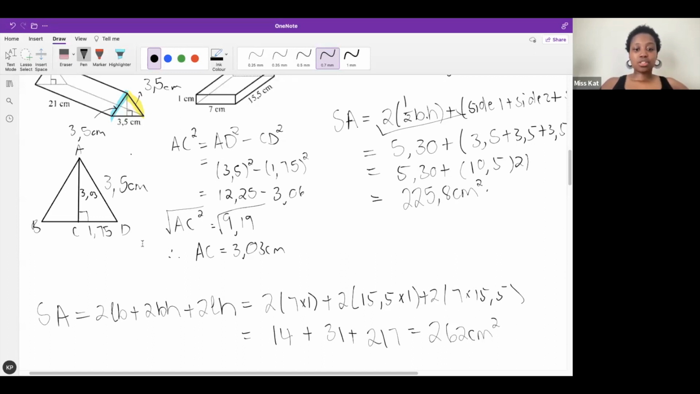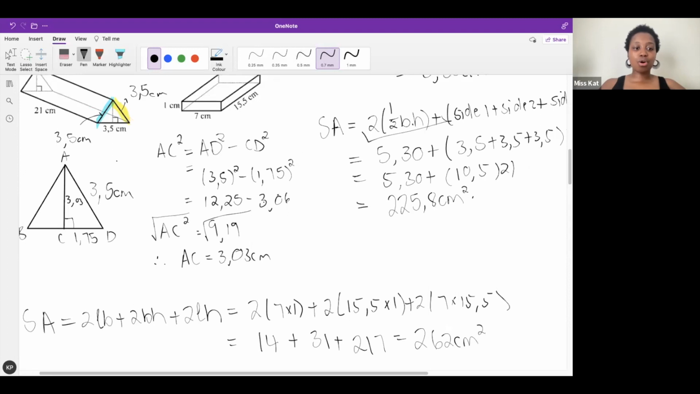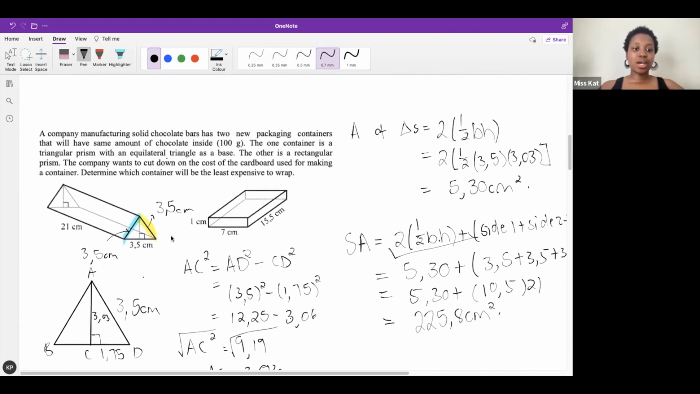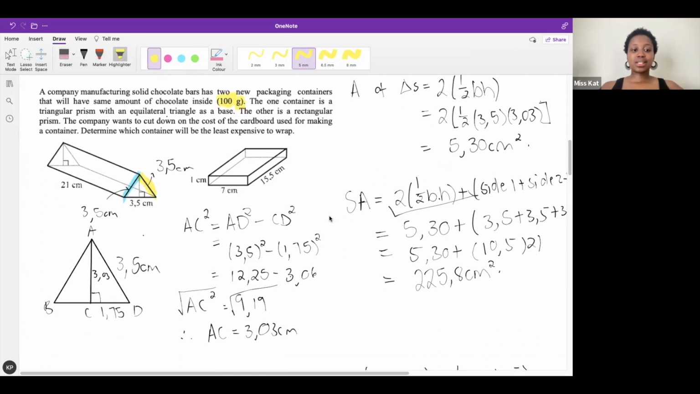Okay. So which one will then be more expensive? Which packaging do you guys think will be more expensive to make? The rectangular prism, because it uses more box. Remember they told you, in both of them, you're going to have the same amount of chocolate. So why would you want to use more packaging for the same amount of chocolate? So the least expensive one will then be the triangular prism.